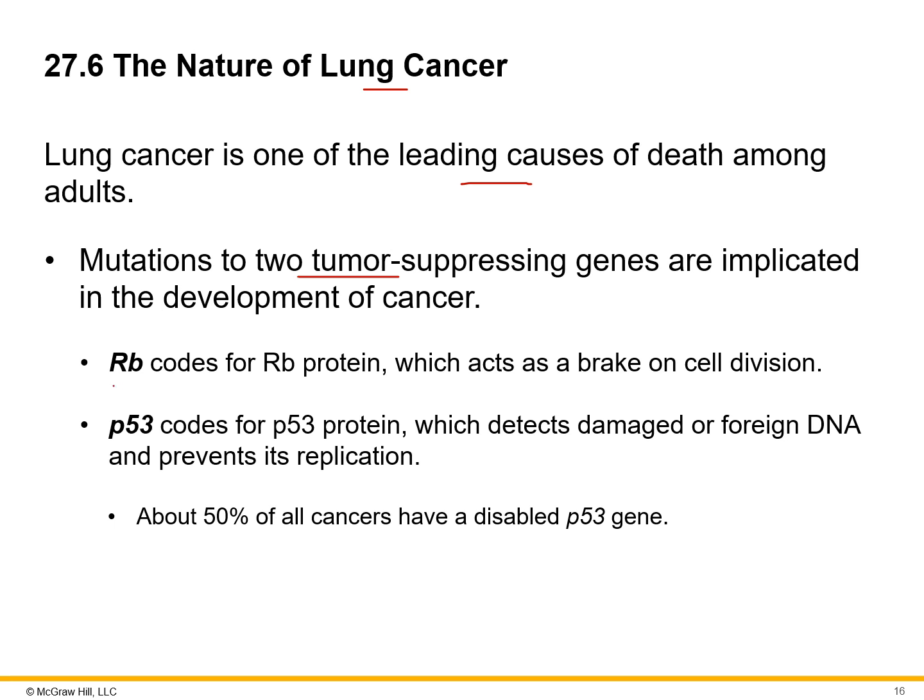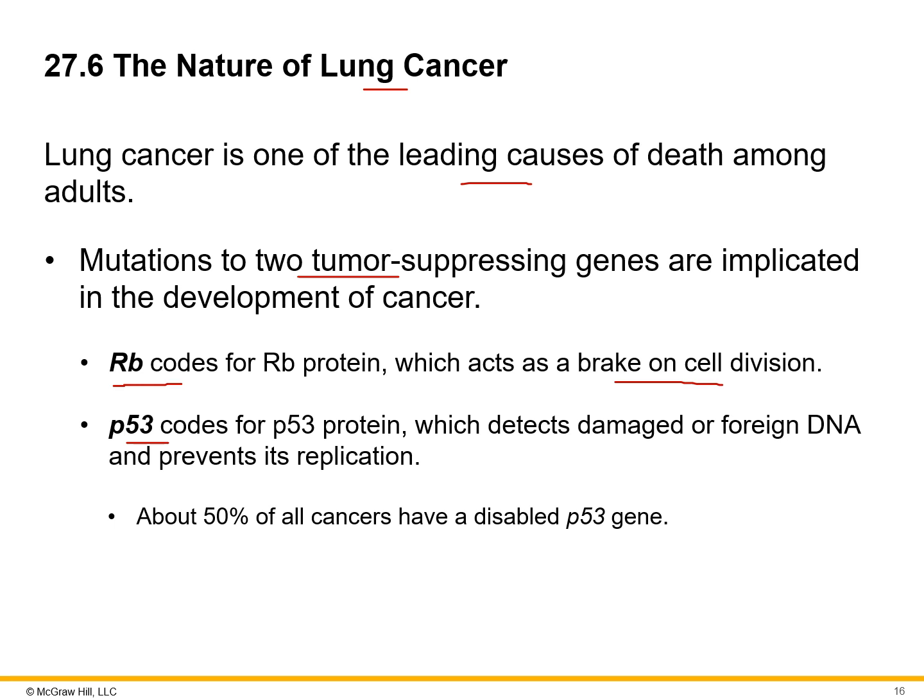One is a gene that makes a protein called RB, and that acts as a brake on cell division. So that's going to stop cell division. However, if it gets mutated, it's essentially releasing the brakes. Those cells are able to keep dividing and dividing and dividing, and that can lead to tumor production. In addition to RB, another gene that is commonly mutated is called P53.